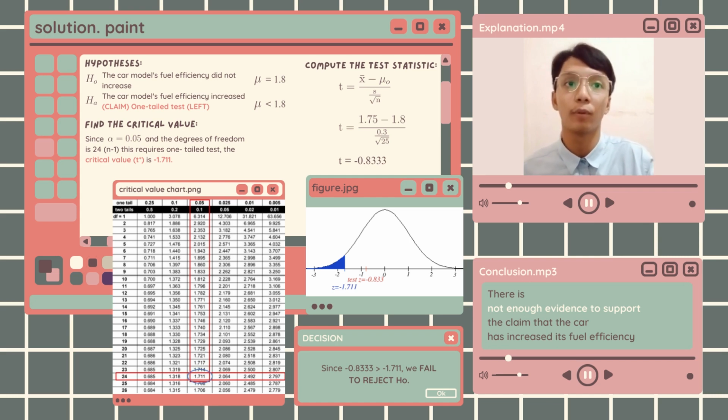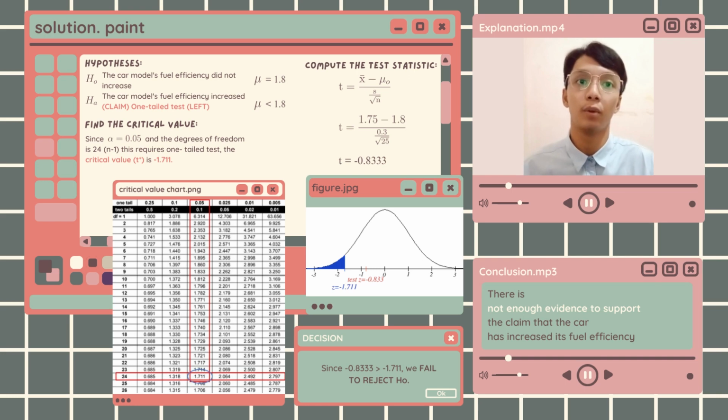The next step is to compute for the test statistic, which can be gotten from the sample mean minus the population mean, all over the standard deviation over the square root of the sample size. Substitute all of that and we will get 1.75 minus 1.8 all over 0.3 over the square root of 25. Compute all of that and we will get negative 0.83.